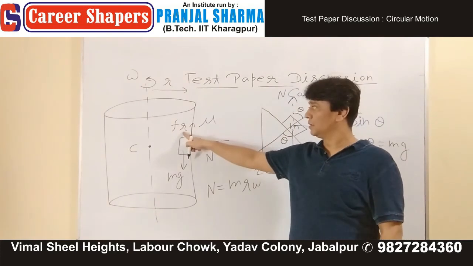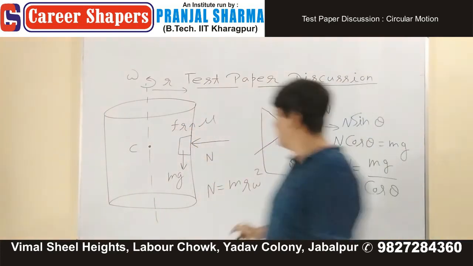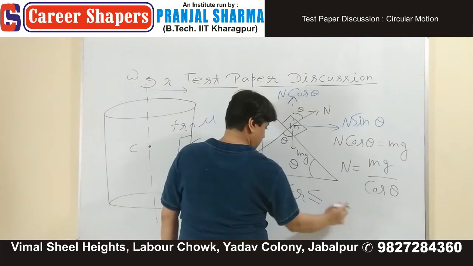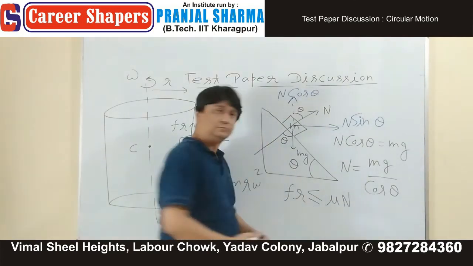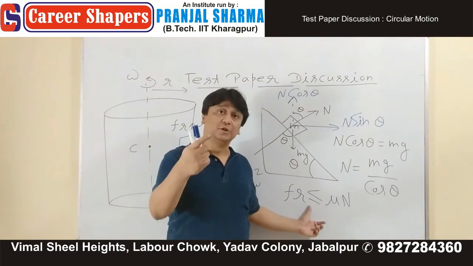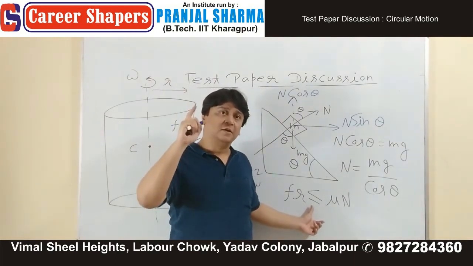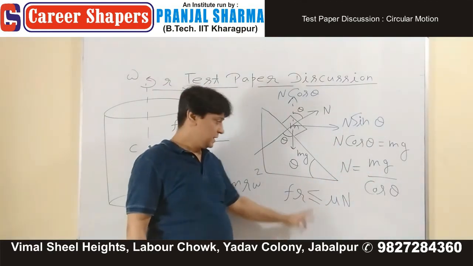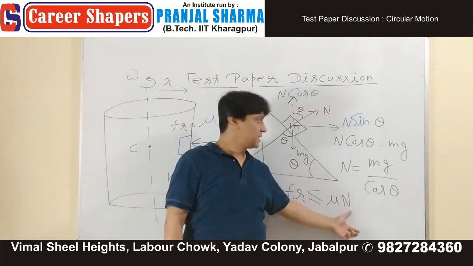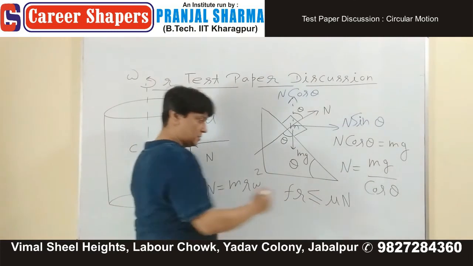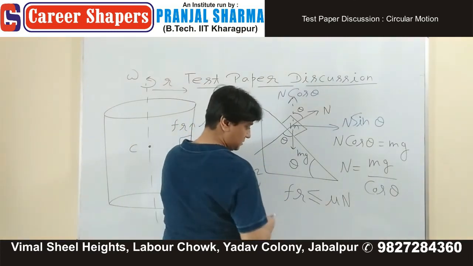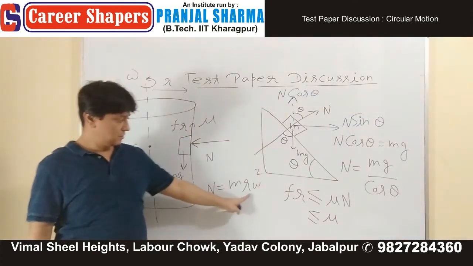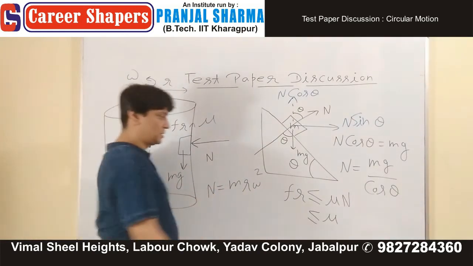कौन? fr. आपको पता है fr is always less than or equal to mu n. अपन क्या बोलते थे? अपन बोलते थे मैक्सिमम ऑफ fr. फ्रिक्शन का मैक्सिमम क्या होता है? mu n. Which means what? कि fr किससे कम होता है? mu n से. If fr is less than mu n, which means you're saying fr is less than what? Mu n. What is n? m r omega square.